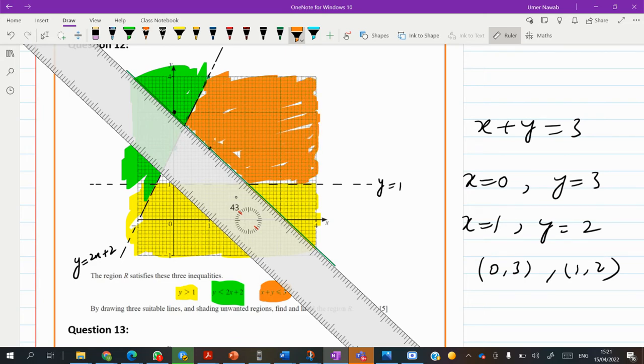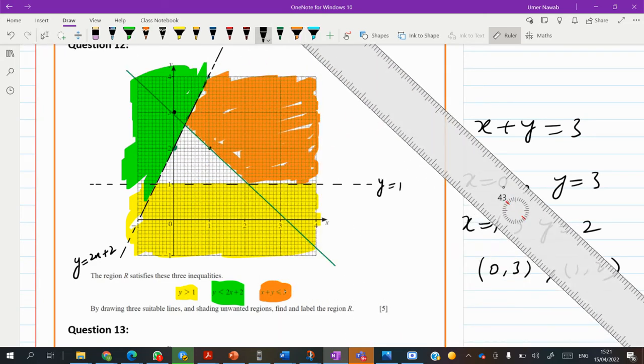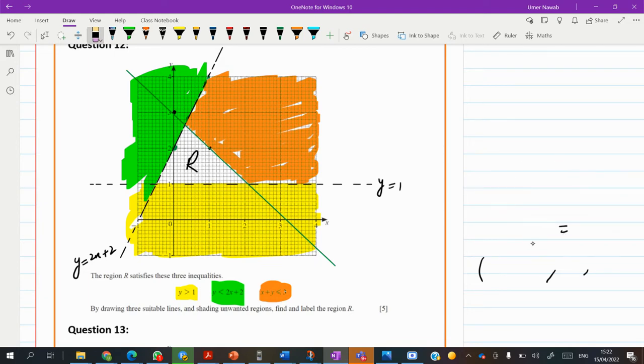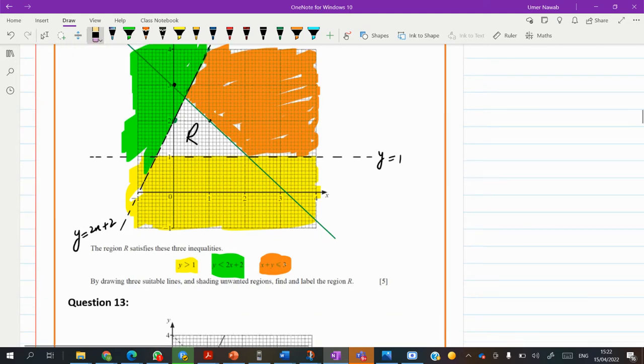So the inequality is shaded. We need to write R in the region, which is our wanted portion. In the whole question, we had three inequalities. We drew the three lines, and keep one point in notice: if it is a less than sign, we didn't draw a solid line, we drew a dotted line. But if it is less than or equal to, or greater than or equal to, we used a solid line to draw it. And the last thing was, we always shade the unwanted part.